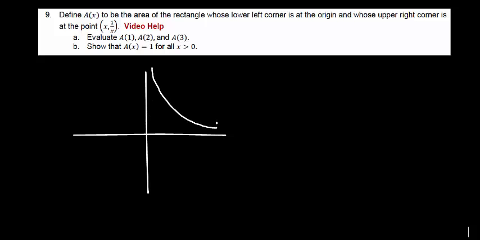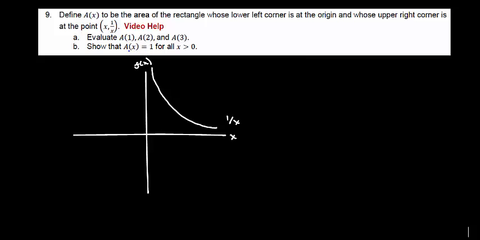The function is 1 over x, and it looks something like this. Of course, it has an opposite side over here, but we're not so concerned about that because we're talking about the origin to the upper corner here, and we're going to be looking at values for which x is positive. So the first one is A1.